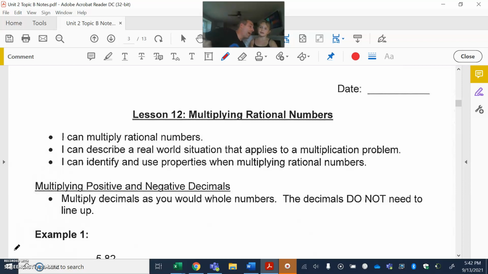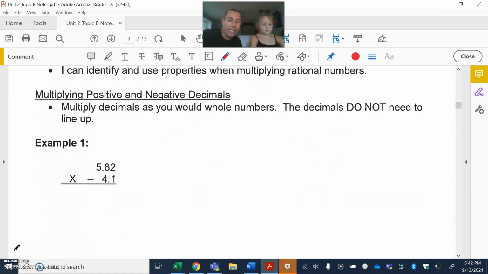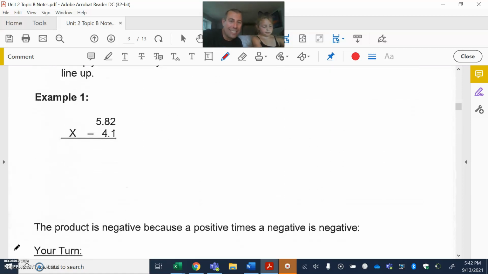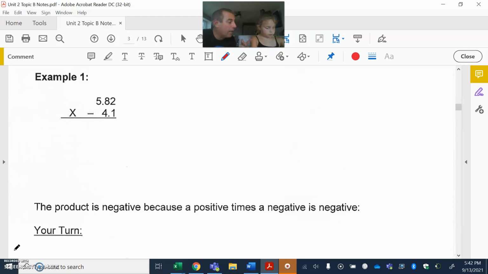We're going to do lesson 12. All right. So in lesson 12 here, we are multiplying with rational numbers. Now, what they bring out here is the decimals and the fractions. Because, Ella, did you know that's what a rational number is? Yeah. Nice. Oh, so far ahead.